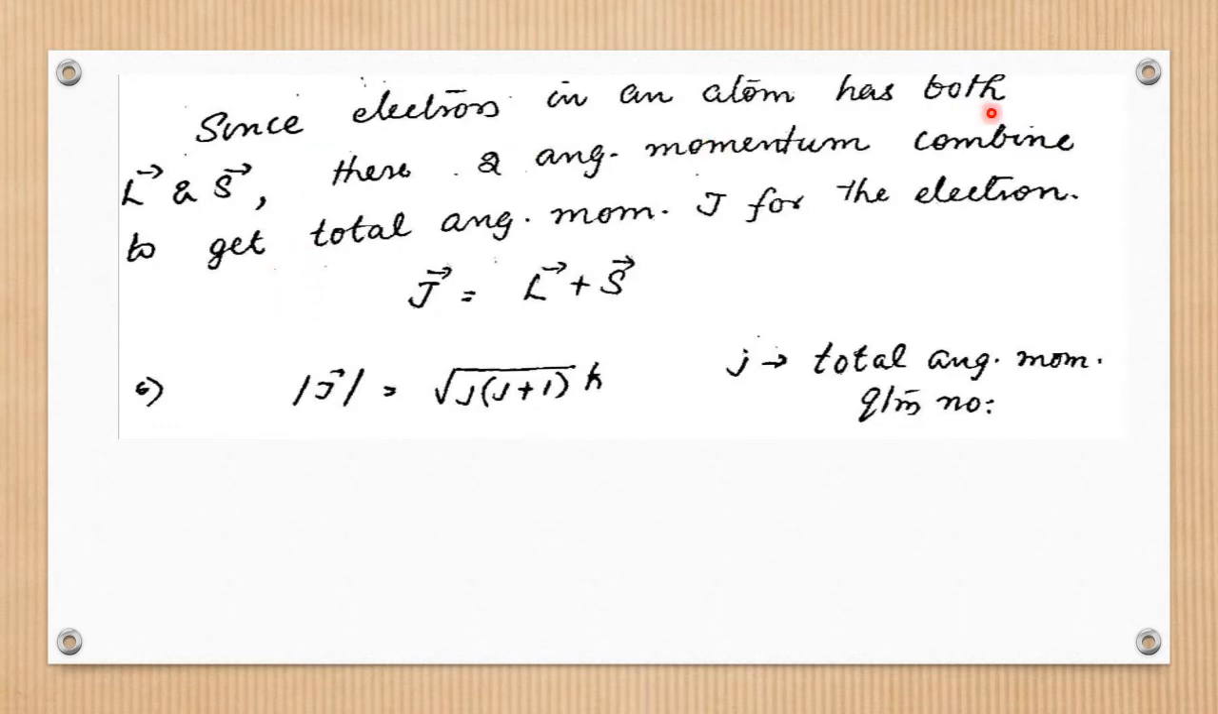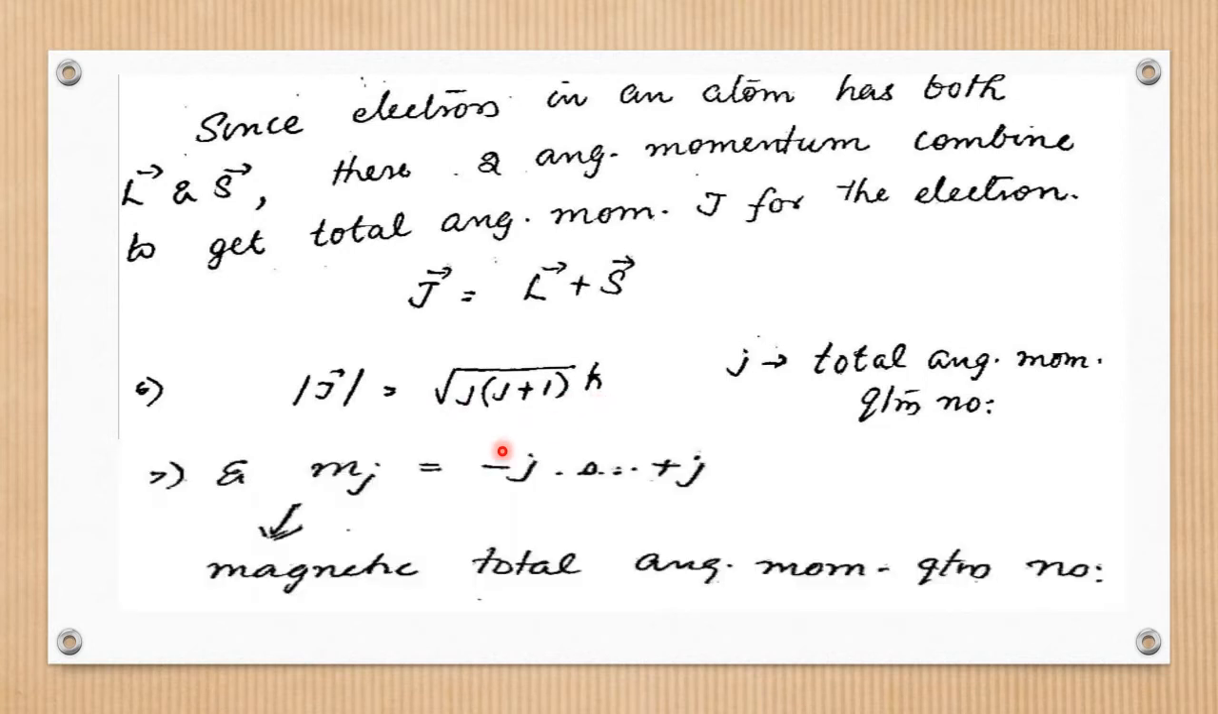Since an electron in an atom has both L and S, these two angular momenta combine to give the total angular momentum J for the electron. So J is equal to L plus S. So there is one more quantum number, the total angular momentum quantum number, and the total angular momentum capital J. Its magnitude is given by root of J into J plus 1 times h cross, and the magnetic total angular momentum quantum number Mj varies from minus J to plus J.